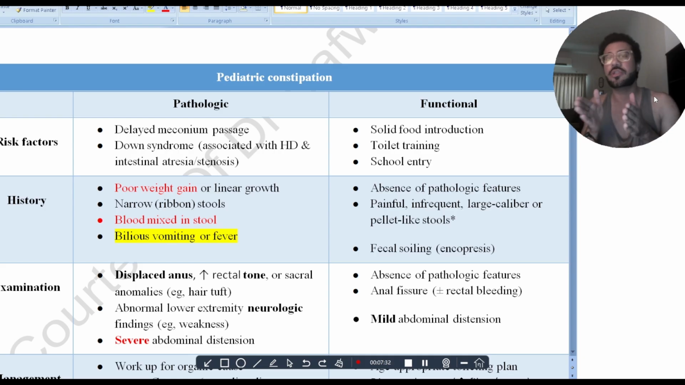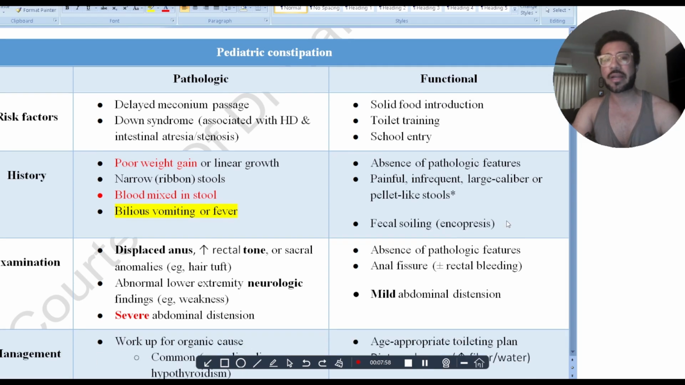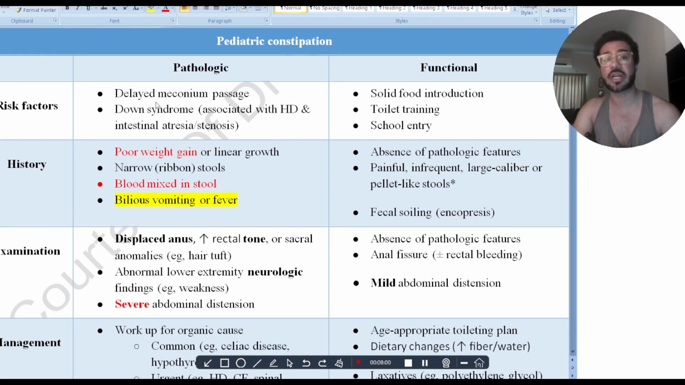So the differentials for a child are different from those of an adult. Whenever a pediatric population presents with constipation, we need to rule out the pathological reasons that are specific to children. That is the point of this entire discussion: when it comes to a child and constipation, we need to rule out the congenital reasons that might also be contributing towards the constipation. So let's just start with the pathological.